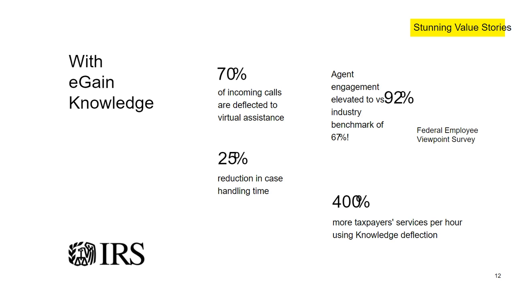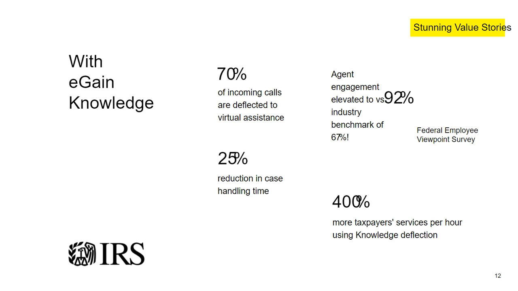So what they were able to do was put some smart deflection in while people were waiting in their IVR system, and 70% of these offers were actually accepted. So now, rather than waiting on a phone call, you could engage with a virtual assistant and start addressing your issue without waiting that 28 minutes. The agent engagement also improved to about the 92nd percentile, where previously they were at about the 67th percentile. And this is a documented survey result.